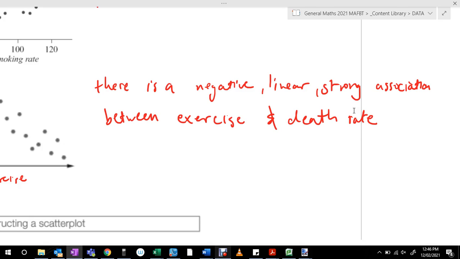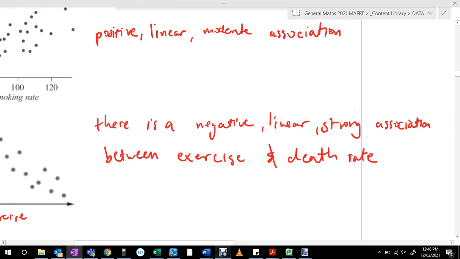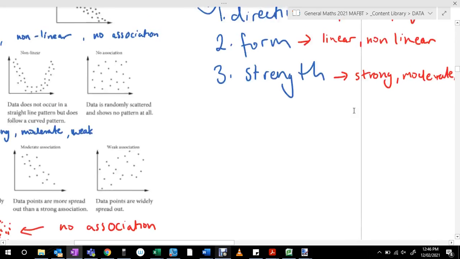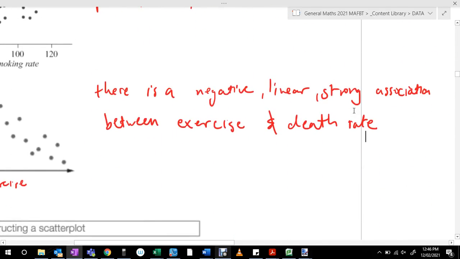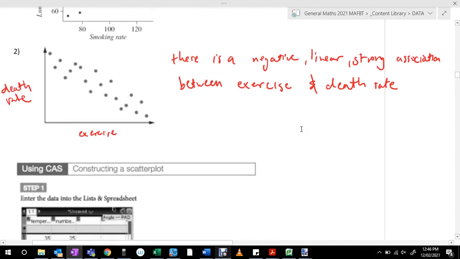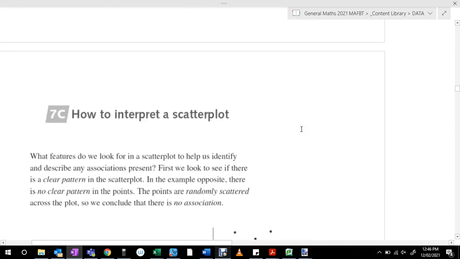When it comes to interpreting data for association, this is what we're looking at: the direction, the form, and the strength. Those three things. Okay, so that's listed out there. So you need to make sure you understand that. Okay, let's look at the next part of the constructing using a CAS, and then we'll interpret.